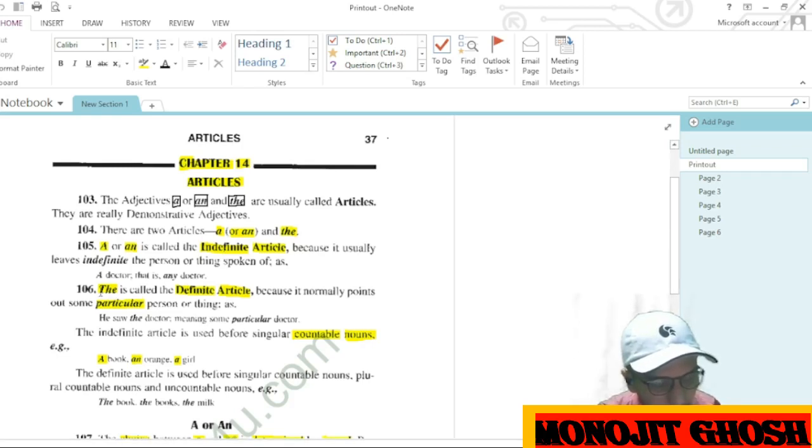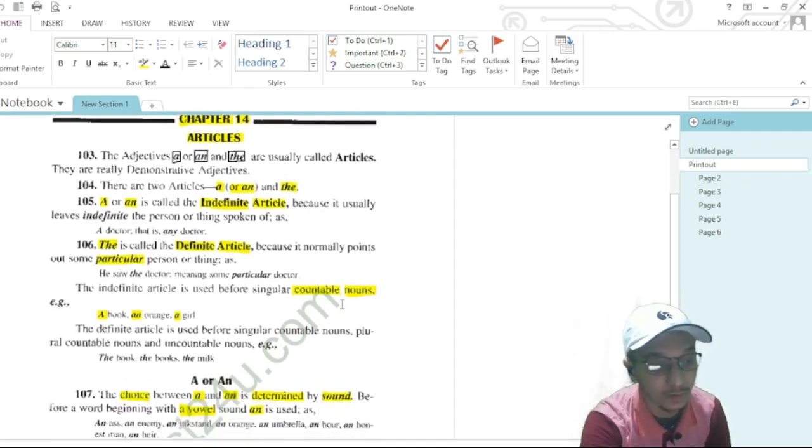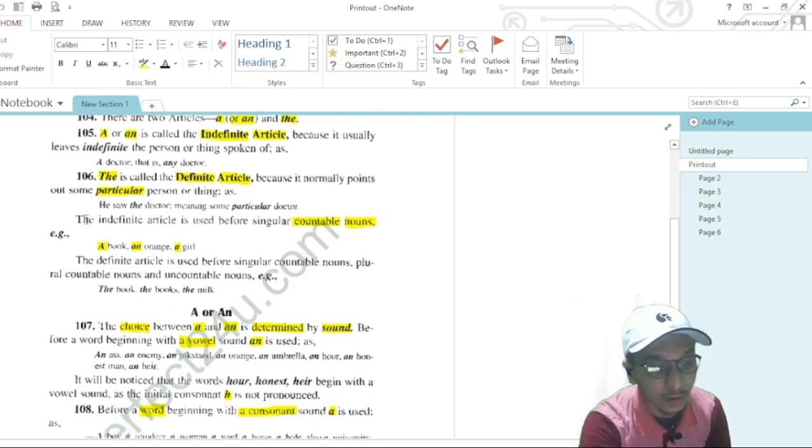The next point is 106. In this point, the is called the definite article because it normally points out some particular person or thing, as in he saw the doctor, meaning some particular doctor. The indefinite article is used before a singular countable noun. Example: a book, an orange, a girl. The definite article is used before singular countable nouns, plural countable nouns and uncountable nouns: the book, the books, the milk.